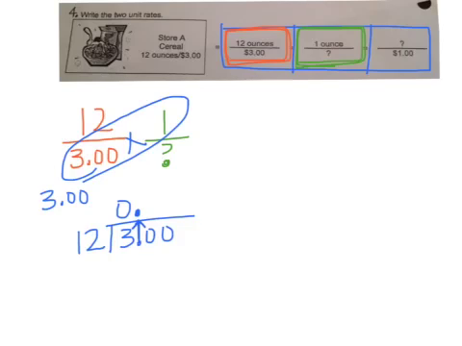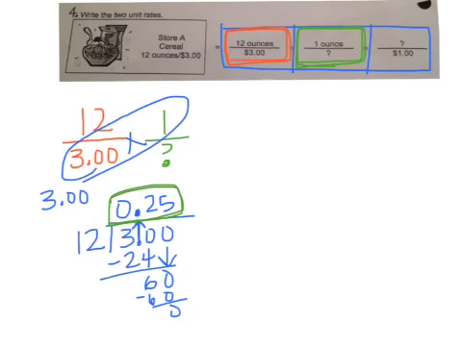12 can go into 30 2 times. 2 times 12 is 24. I have 6 left over. Drop down the next digit. 12 times 5 is perfectly 60. So I have no leftovers. So now I know that 1 ounce of cereal would be 25 cents. So that first question mark, I'm going to put $0.25.